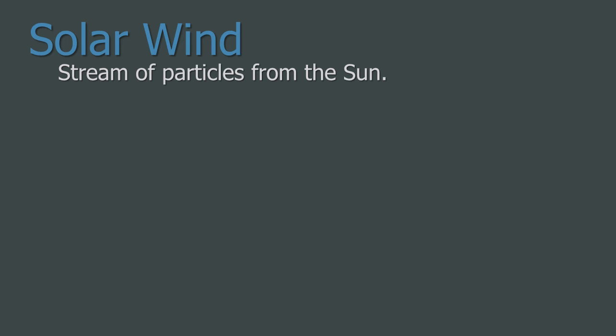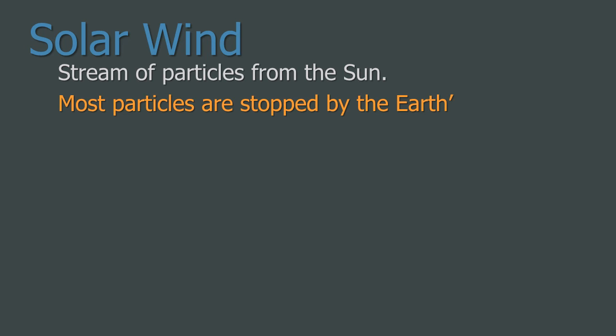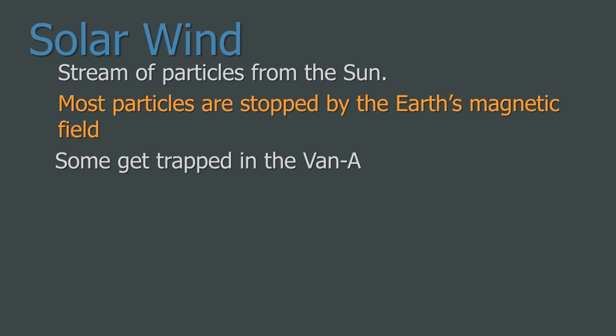11. The solar wind. Solar wind is the name for the stream of charged particles that the Sun emits. Most of these particles get stopped by the Earth's magnetic field. Some of these charged particles get trapped in the Van Allen belts. Some of these charged particles get into the atmosphere of the North and South poles.